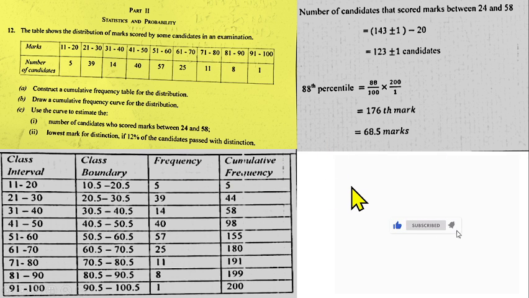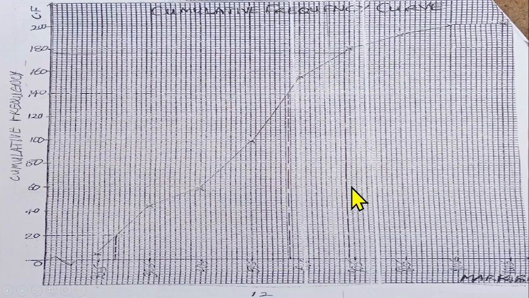So that's question number 12, and you have been able to solve it step by step. You may need to draw your own graph properly to be able to see what you have drawn here, and if you do it, you can compare it to what you have here on the screen right now.